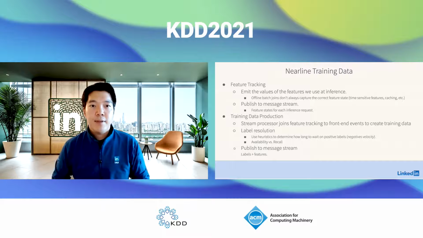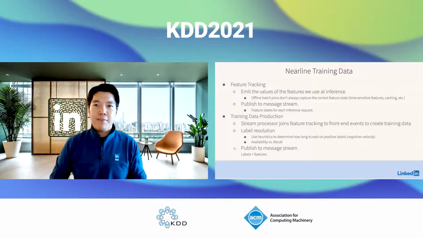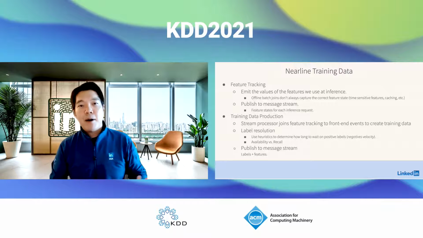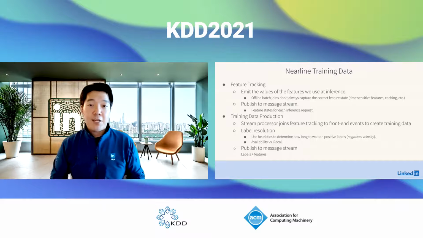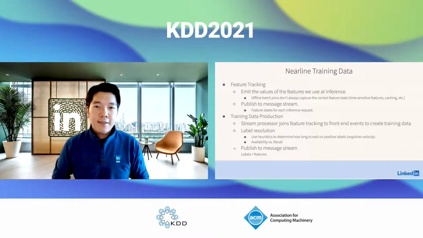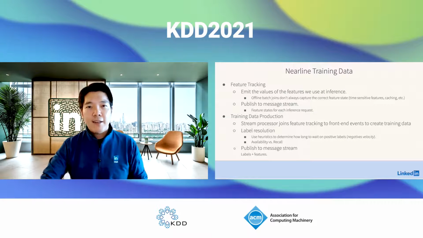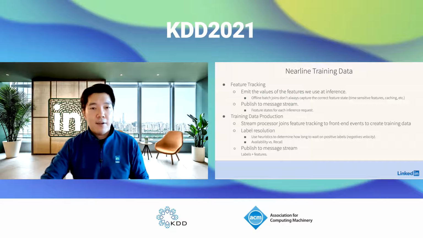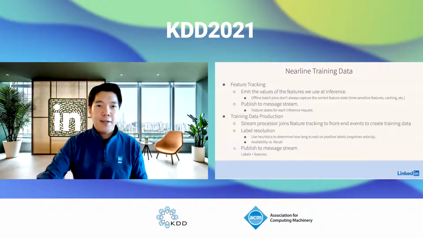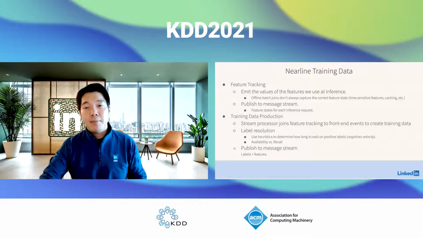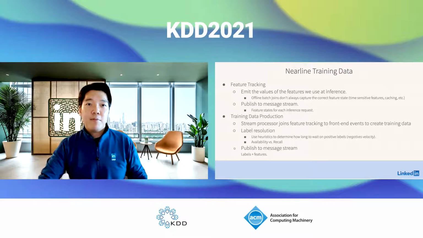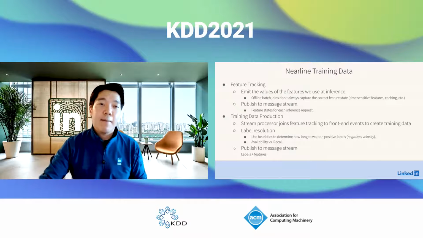In practice, one of the biggest challenges is accurately determining from streams how long to wait for positive interactions after an impression. This is ultimately an availability versus recall trade-off, and in our case, we used heuristics so that we could capture 95% of our positive interactions. After performing the join, we again use the Kafka topic to publish our output. However, at this time, we've published a complete training example.